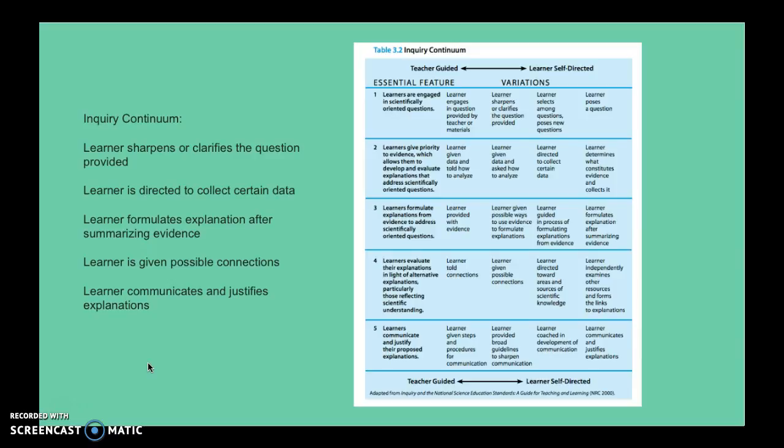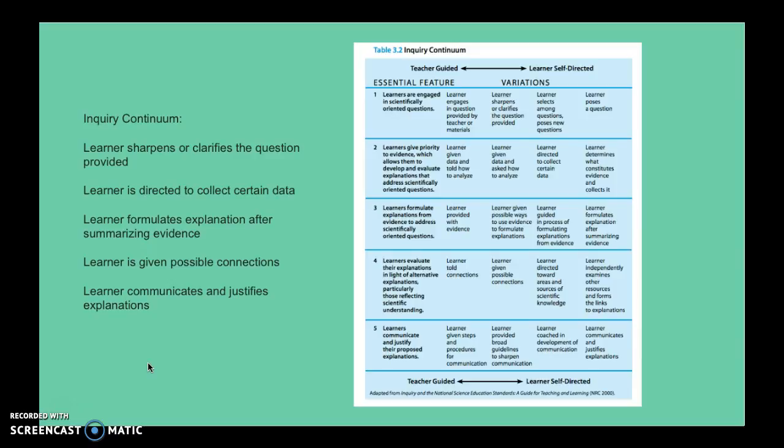Further, the learner formulates explanation after summarizing evidence on the continuum in number 3. Because we were asked questions like, did our water filter work? What could we have done differently? The learner is given possible connections. Again, I thought that the learner was guided into figuring out what could have been done differently.